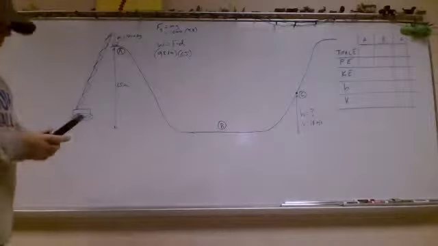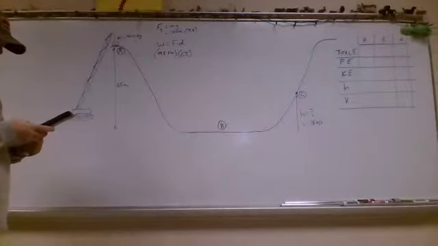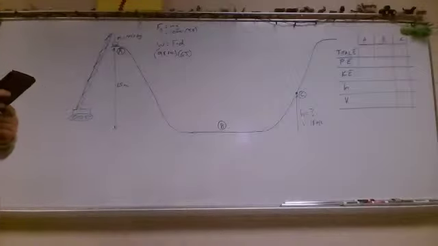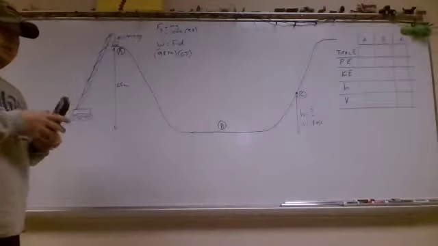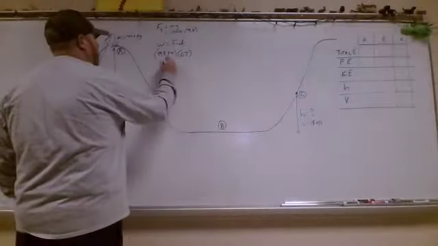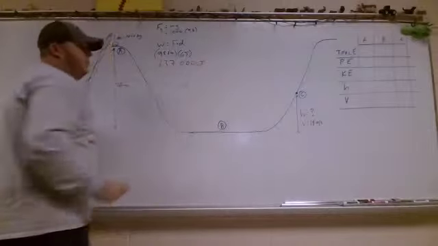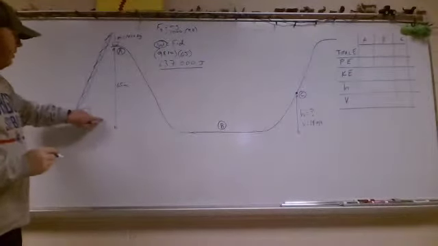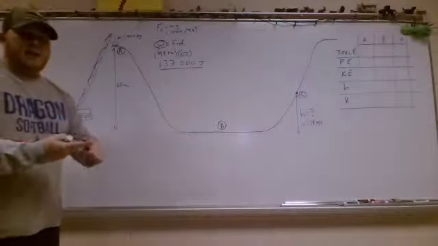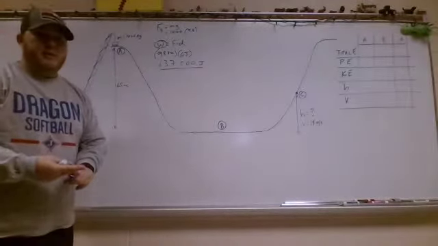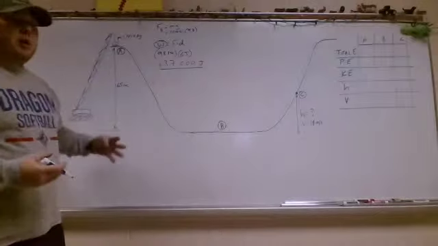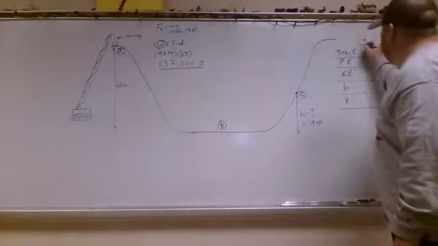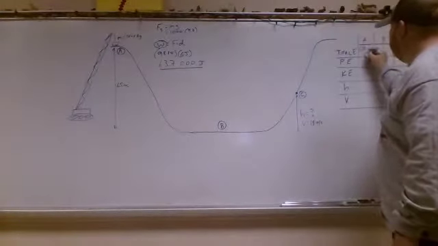So if I do this math, I get 637,000 joules worth of work to pull the cart from the bottom to the top. So if I did that much work to it, that's the amount of energy I gave it. Okay, so the amount of work you do is the total energy. So my total energy at point A is 637,000 joules.